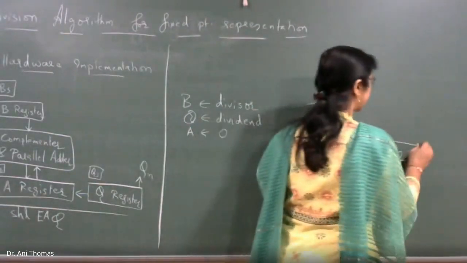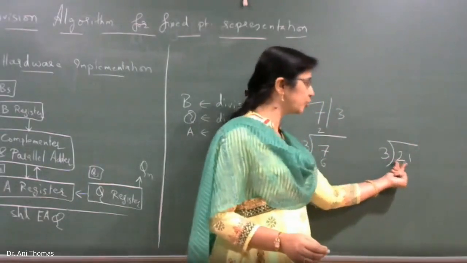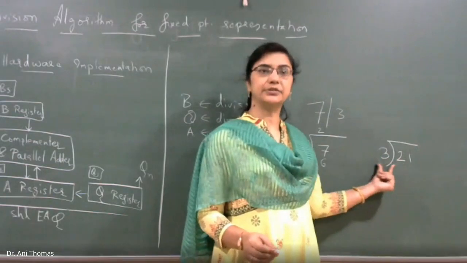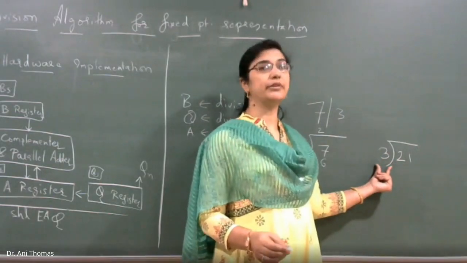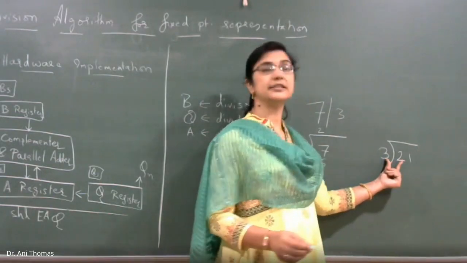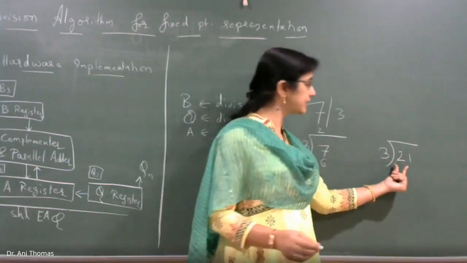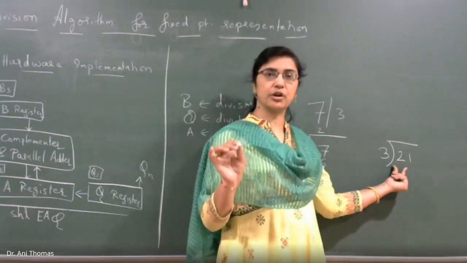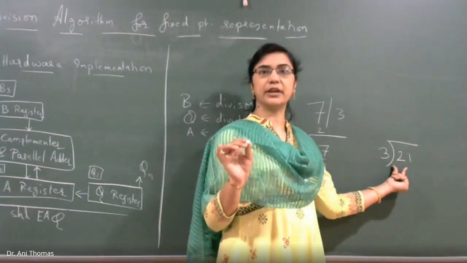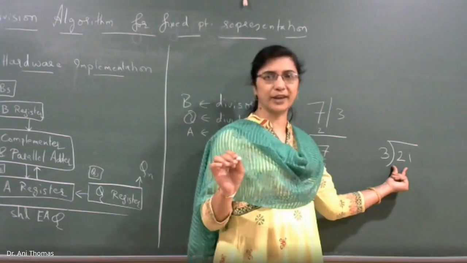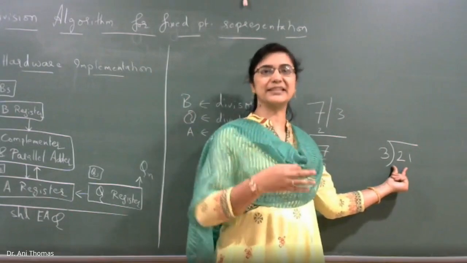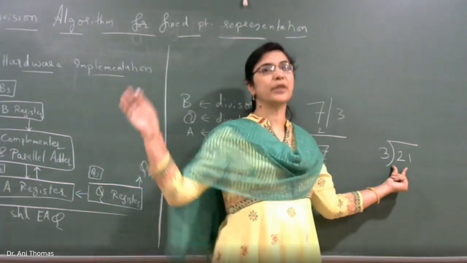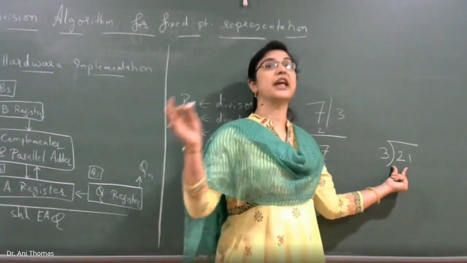In that case, we see this 2 is smaller than 3. So we will not write the subtraction here; we will not subtract 3 from 2. We don't do that. You all know the division algorithm; we have been doing it since childhood. Now we are going to represent it in the binary representation of fixed point representation, as it is done in the ALU.